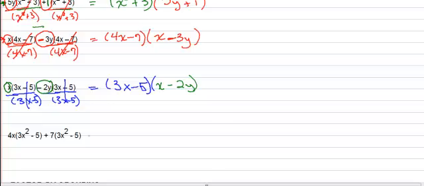Let's look at this last one here. Again, we're looking for the GCF. We see that the parentheses is the GCF, so it's 3x squared minus 5. Now we divide that out of each. We're left with 4x plus 7.